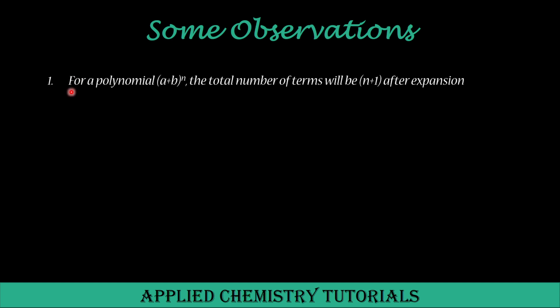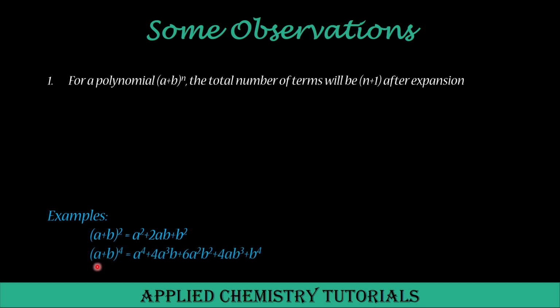The first observation is that for a polynomial (a + b)^n, the total number of terms will be n + 1 after expansion. Let us take an example. We know that (a + b)^2 = a^2 + 2ab + b^2. Here n equals 2. So we should have n + 1, or 2 + 1, which equals 3 terms after expansion, and we can see it here. There are 3 terms: a^2 + 2ab + b^2.